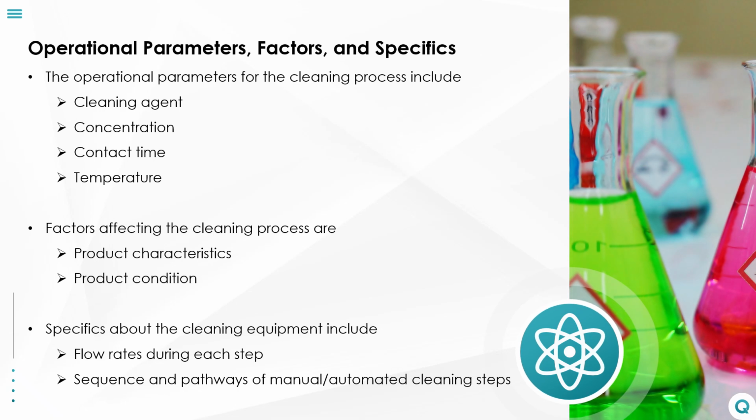The operational parameters for the cleaning process include cleaning agent, concentration, contact time, and temperature. Factors affecting the cleaning process are the product characteristics and the product conditions. Specifics about the cleaning equipment include flow rate during each step and the sequence and pathways for manual or automated cleaning steps.